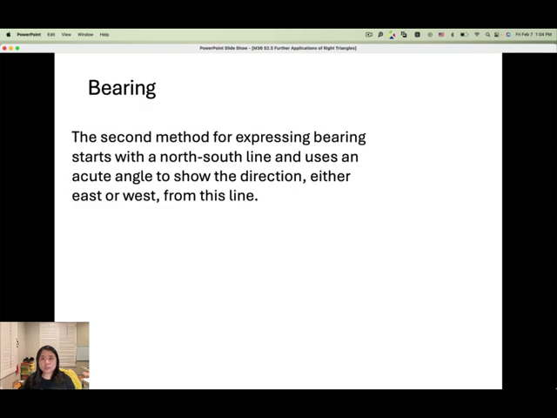Bearing. The second method for expressing the bearing starts with a north-south line. Only look at this line, north and south, and use an acute angle. Acute angle means less than 90 degrees, to show the direction, either east or west from this line. So we always start with either north or south: north to the east or north to the west, or south to the east or south to the west.